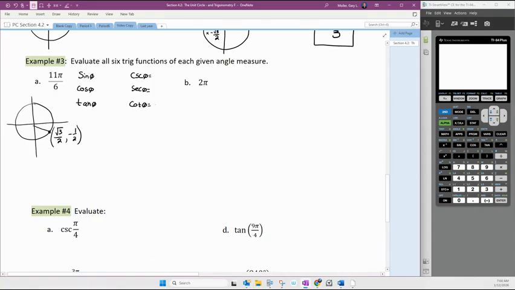All right, sine is the y value. So that's negative 1/2. Cosine is the x value. So that's root 3 over 2.